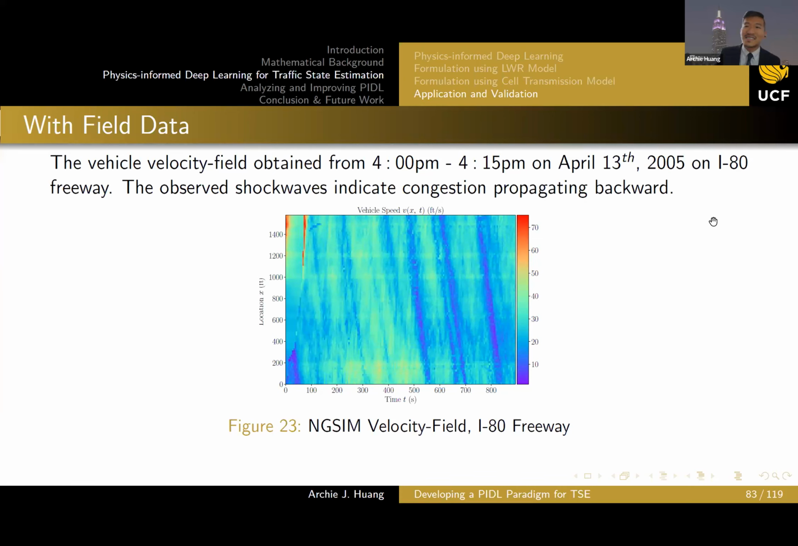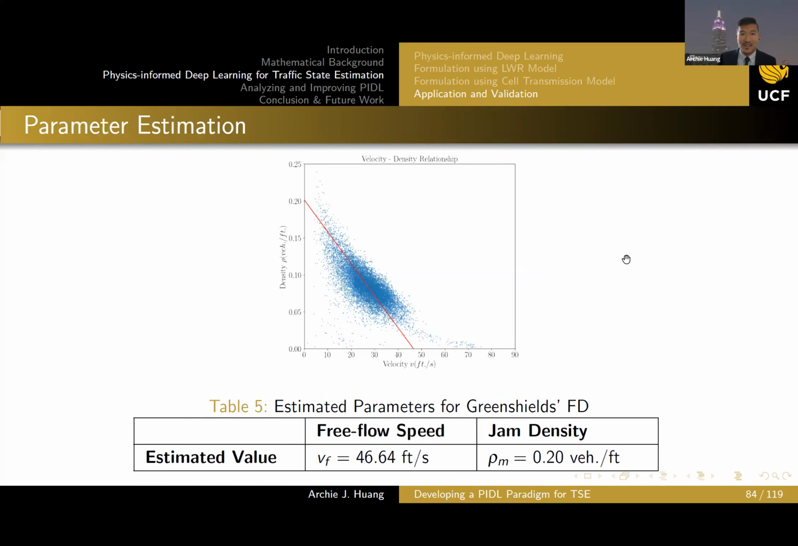Finally, with the last case study, we deploy the realistic NGSIM data set, and this velocity data is obtained during afternoon rush hours on I-80 in California, and we do observe the shock waves propagating backwards in this data set. First, in order to adopt the LWR model for this real data set, we need to estimate the critical parameters of this traffic flow model, which are the free flow speed and jam density, or maximum density. And they are given here in this slide.